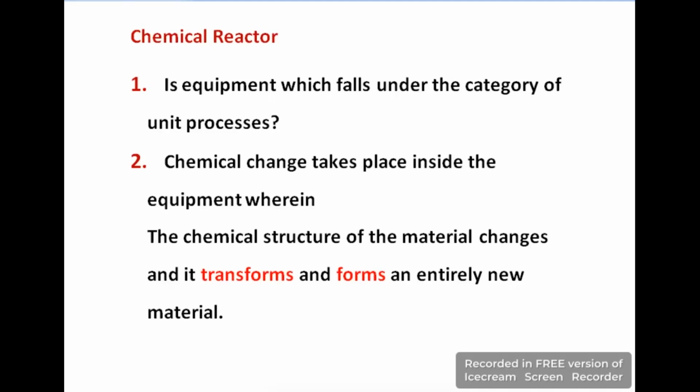In the previous slides I told you about different equipments which are used for unit operations, but here in the topic unit process, the equipment used for these reactions is called a chemical reactor. So chemical changes take place inside this equipment, and the chemical structure of the material changes, and it transforms and forms an entirely new material.